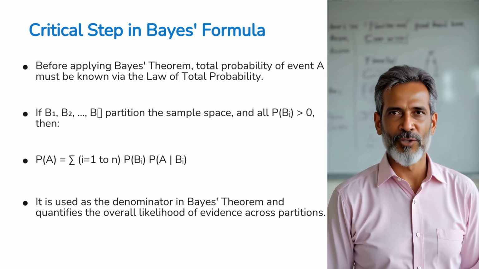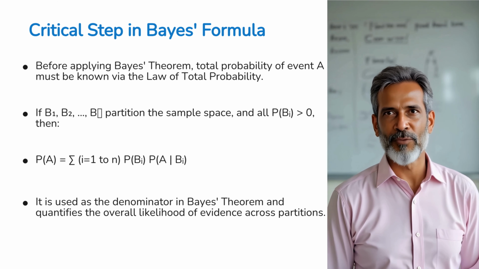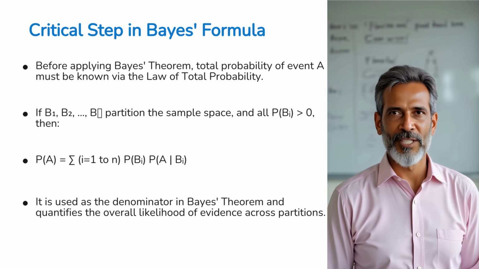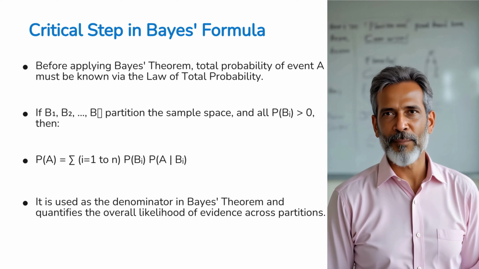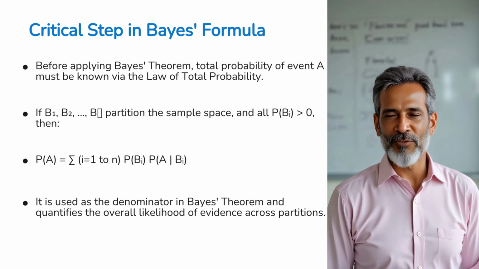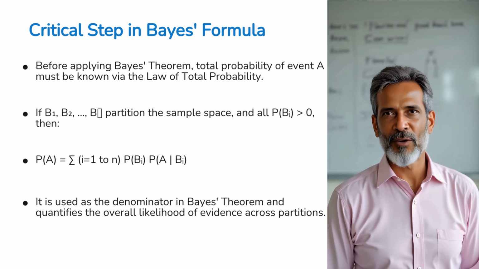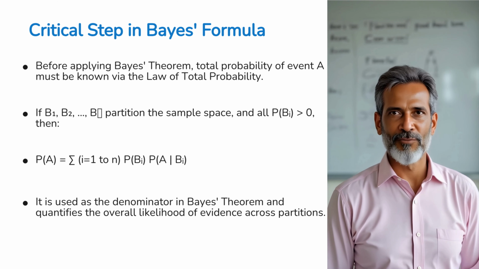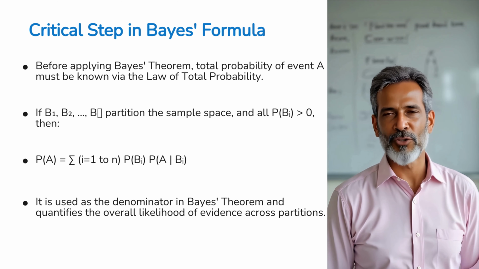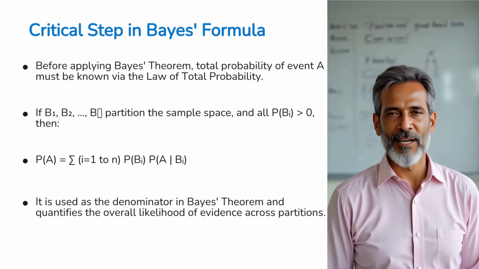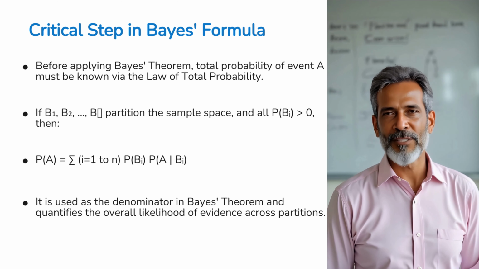Let me state it slowly. P of A equals the sum from i equals 1 to n of P of B sub i multiplied by P of A given B sub i. This formula measures the chance of event A happening at all by considering all the different ways it can arise through the various B sub i events. Why is this important? In Bayes' theorem, this total probability forms the denominator. It ensures the posterior probabilities sum correctly and provides the baseline of evidence likelihood before updates.